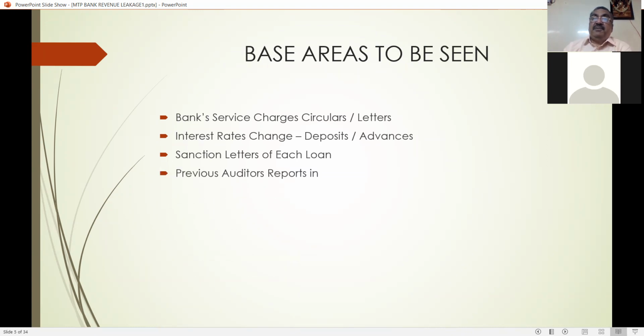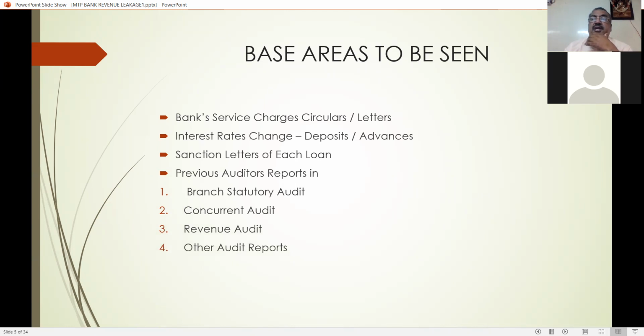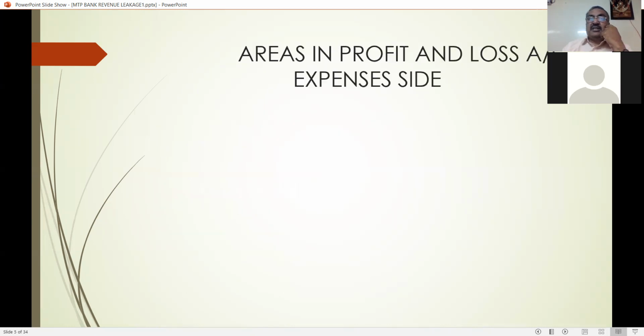And you have to call for the previous auditor's reports. What are the previous auditor's reports? You have to ask for the branch statutory audit, that is, whether the last year's branch statutory auditor has commented against revenue leakage or not. That point you have to ask. And you have to ask for the concurrent auditor report, revenue auditor report, and other auditors, say RBI inspection audit, who would have commented against some revenue leakage. That report also you have to ask.